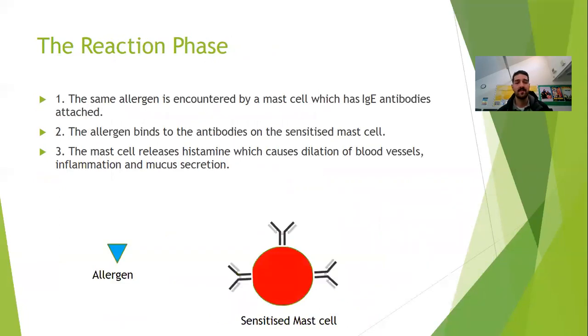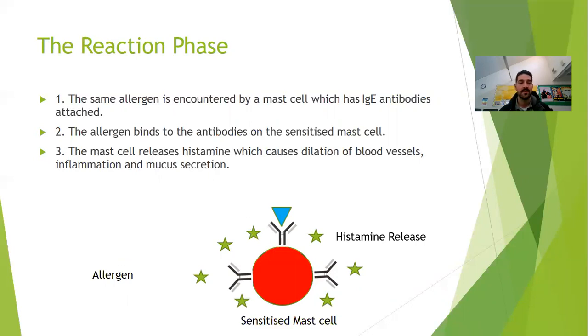So the second phase, or the reaction phase, is when the same allergen is encountered by a mast cell which has those antibodies attached. You can see here that this is a mast cell that has those IgE antibodies, and the allergen will actually bind to one of those antibodies. Now, what this causes is the mast cell to become activated, and we know that mast cells release histamine. And so this mast cell is going to release histamine, and that causes things like the dilation of blood vessels, inflammation, mucus secretion. So that's actually what causes the common symptoms of allergic reactions. And that's what we see when someone has an allergic reaction. We see the swelling, we see the watery eyes, etc.